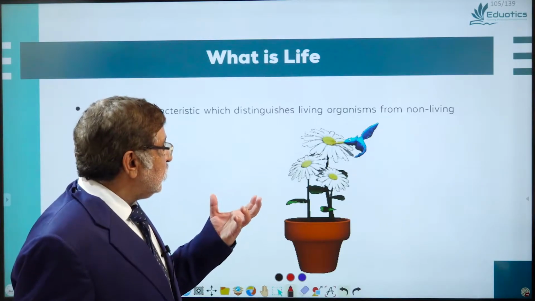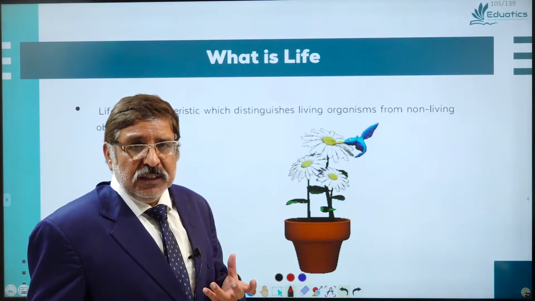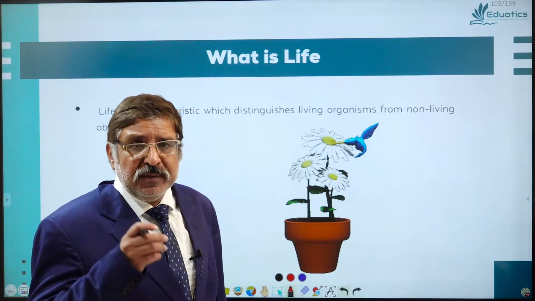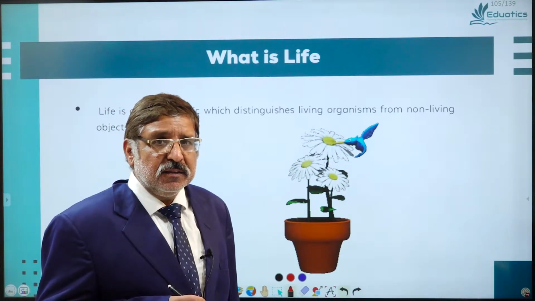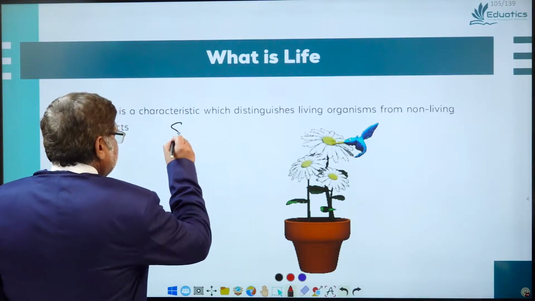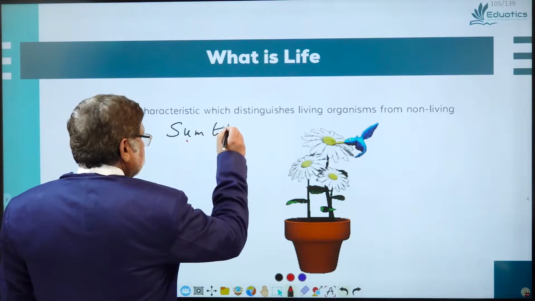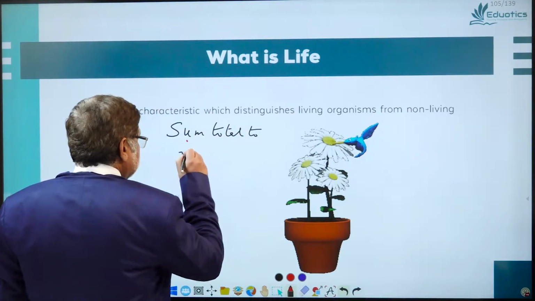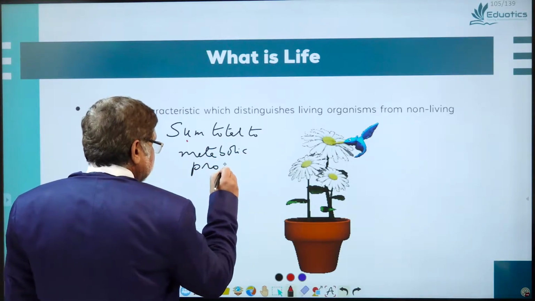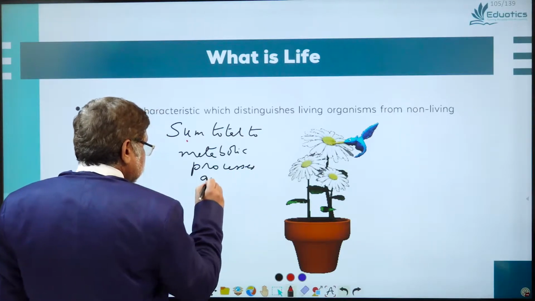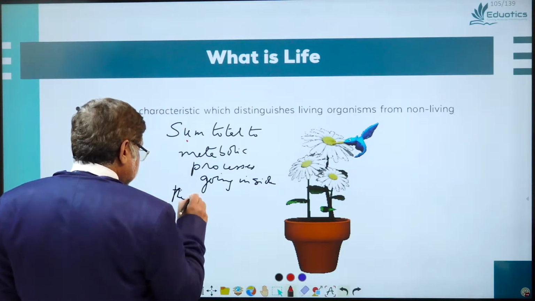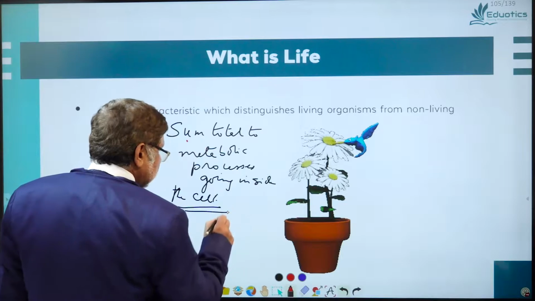Life. What is life? Living beings can move, they can locomote, they can breathe, they can excrete, they can reproduce. But the sum total of metabolic processes going on inside the cell is what defines life.